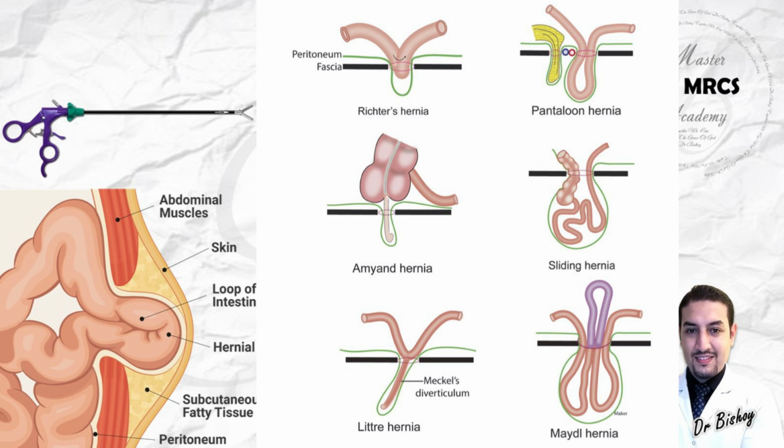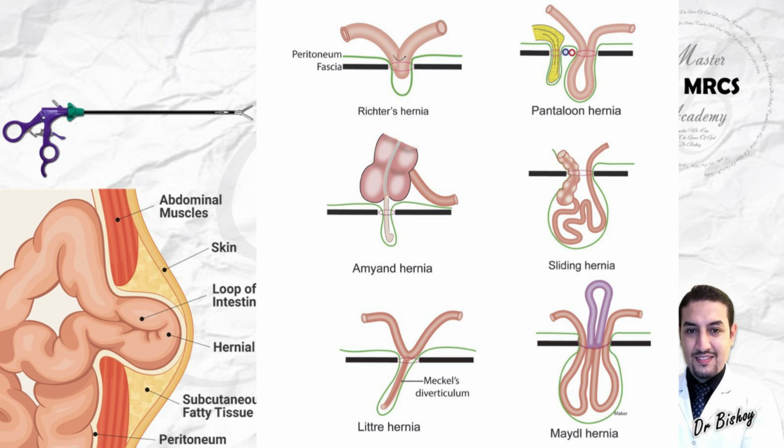Pantaloon hernia is named that because it has a direct and indirect hernia in the same patient on the same side. So pantaloon hernia is direct and indirect hernia within the same side. But if a patient has two hernias on two sides of the inguinal region, it will be called bilateral inguinal hernia. And of course, we all know that bilateral inguinal hernia is better to be treated by laparoscopy.